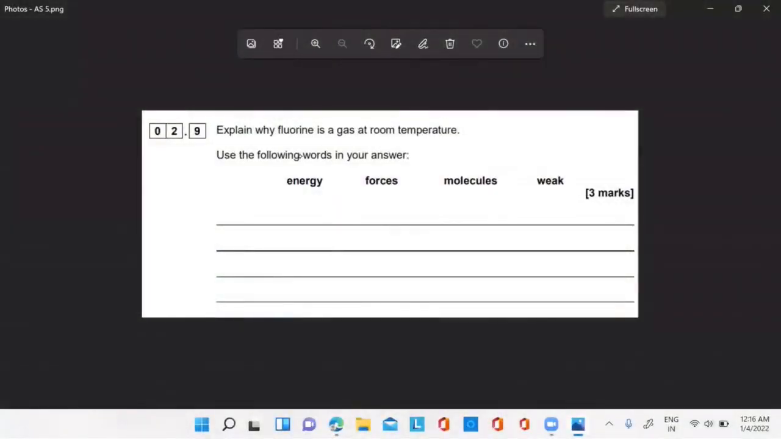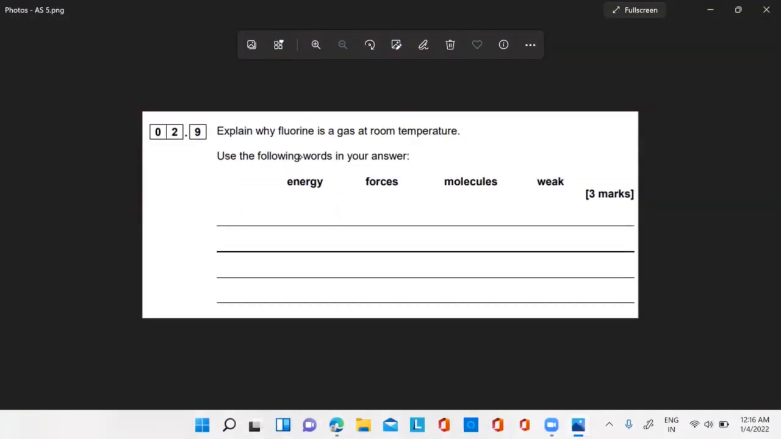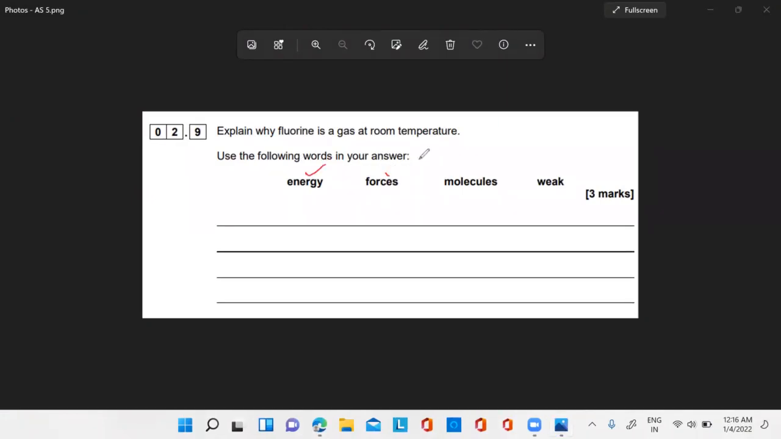From AQA GCSE Combined Science Trilogy, Paper Code F, Foundation Tier, Chemistry Paper 1F. Question number 2.9. Explain why fluorine is a gas at room temperature. And while writing the answer, we have to use these key words: energy, forces, molecules, and weak.